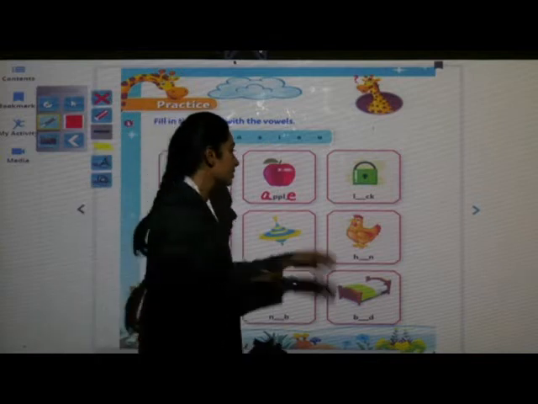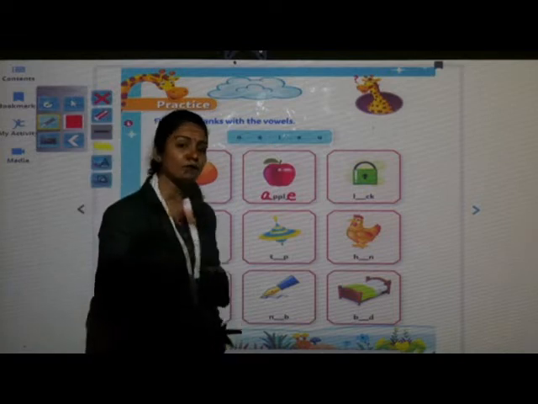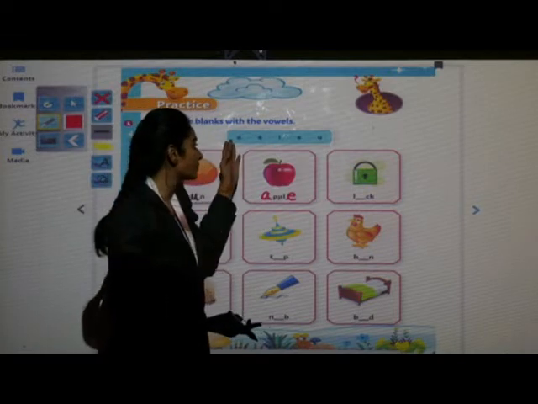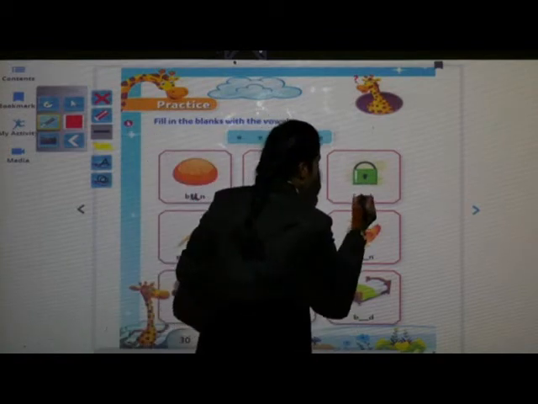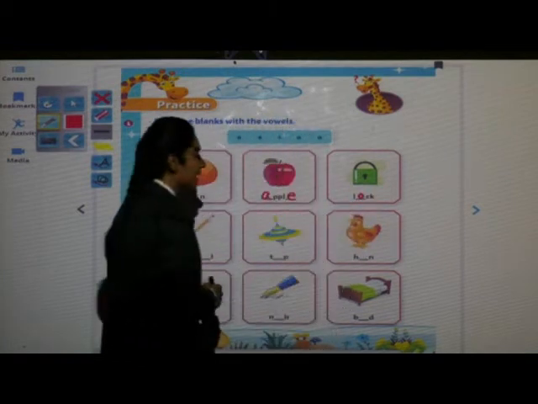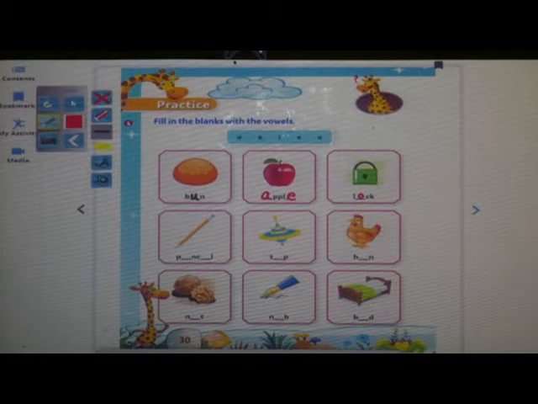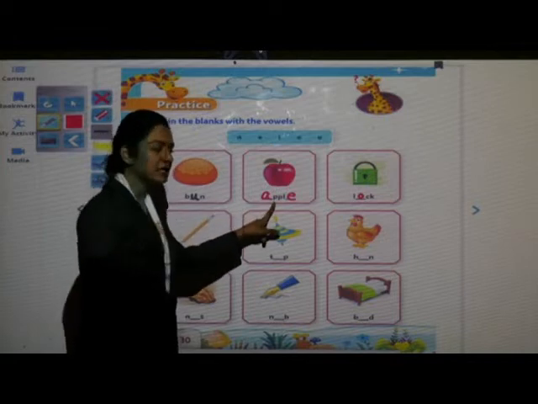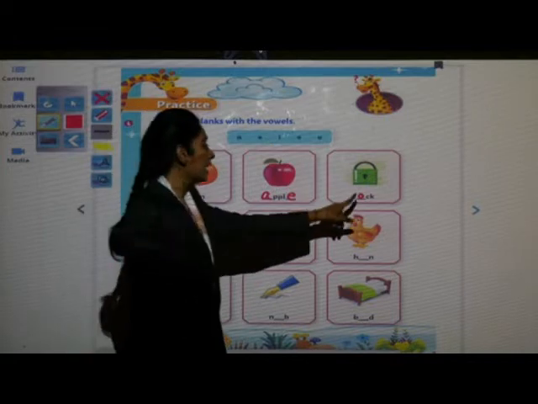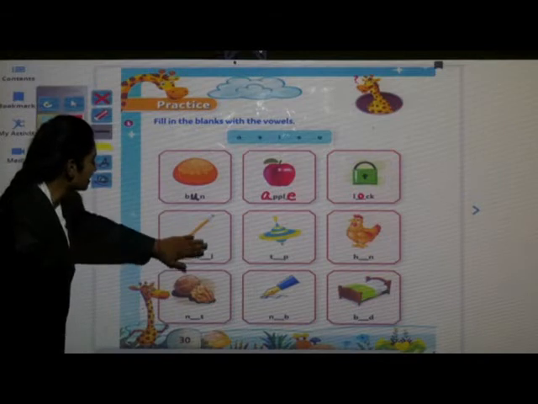Okay. Next. Which picture is this, children? Lock. Very good. So what will be the spelling of lock? You can take the help from this box. L-O-C-K, lock. Very nice. Write the spelling. Letter O. Say and write. L-O-C-K, lock. Finish? Okay. Say B-U-N, bun. A-double-P-L-E, apple. L-O-C-K, lock.